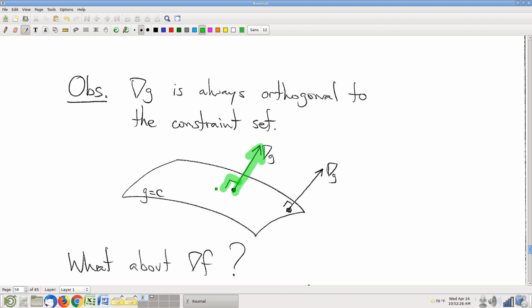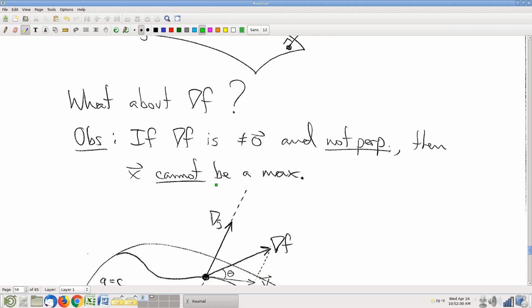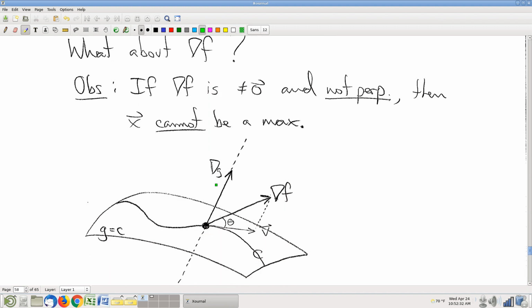So anyway, a quick observation. Why that's useful, we'll talk about in a minute. Okay, now let's think about the gradient of our objective function. So gradient of f. By the way, here's my constraint set. So I'm confined to this surface in this case.